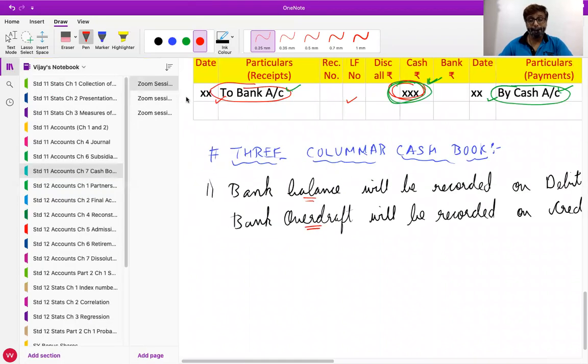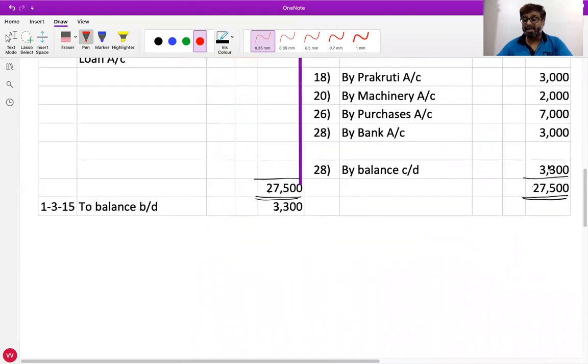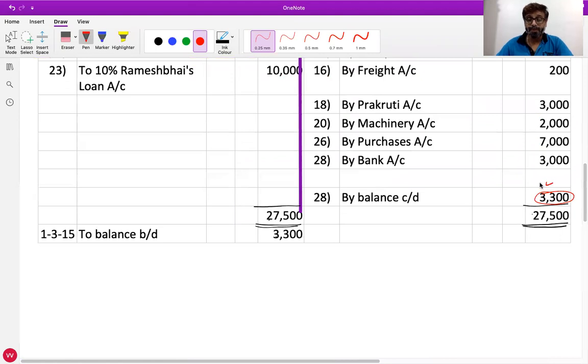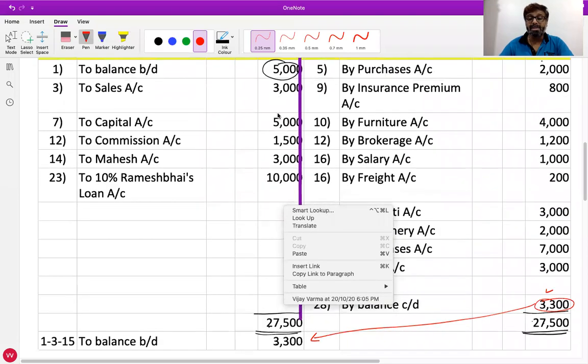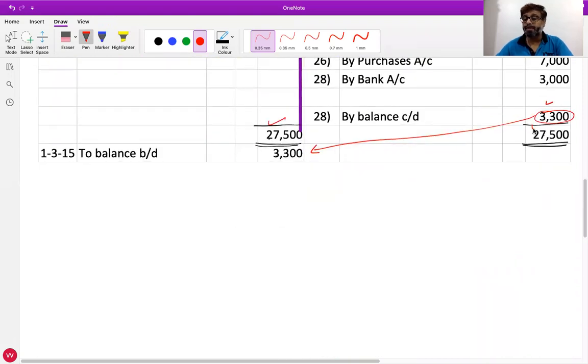Sarjita, did you understand this balance of 3,300 remaining on the credit side in yesterday's question? After the total, did we write it on the opposite side or not? Here, the receipt side total was more than the payment side total. Now in bank balance, it can be both.